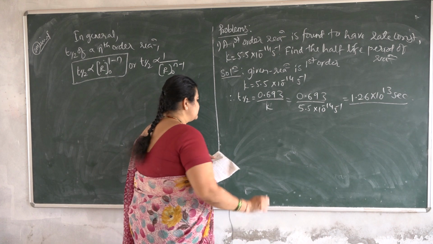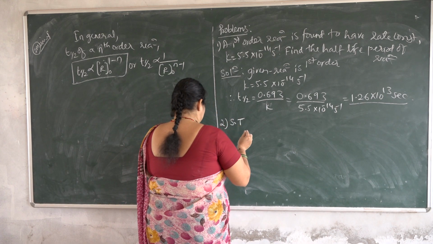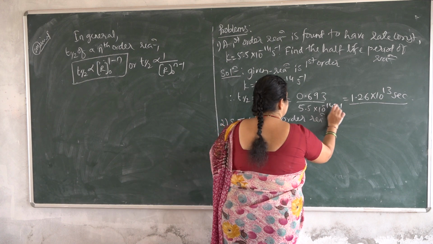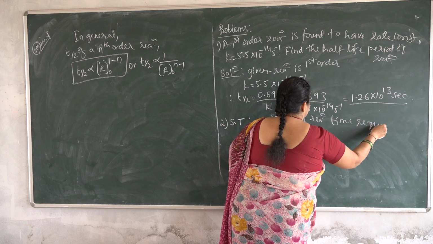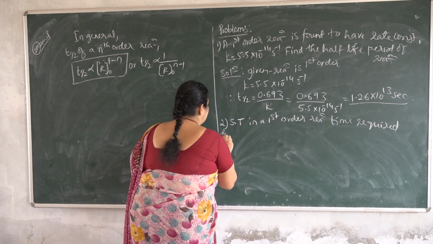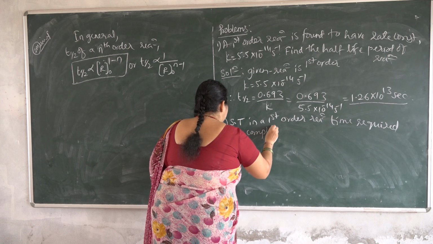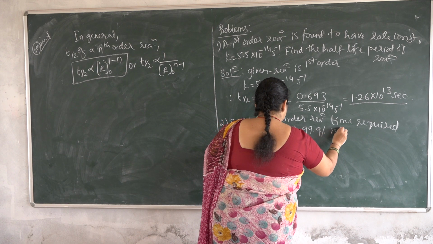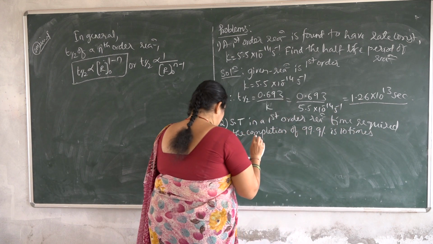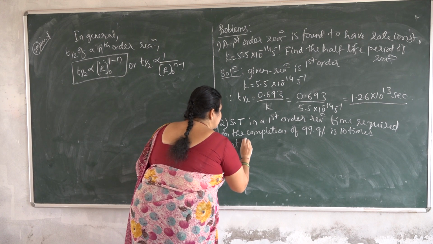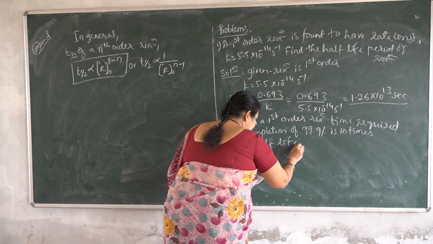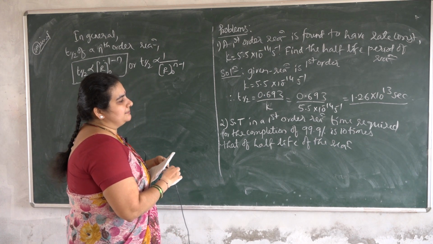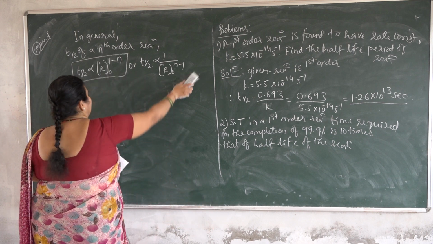Okay. Next question. Second question. Show that in a first order reaction, the time required for the completion of 99.9% is 10 times that of the half-life of the reaction.